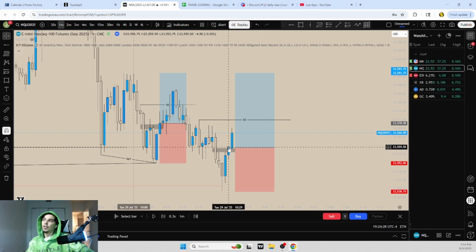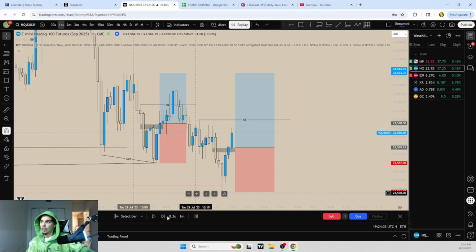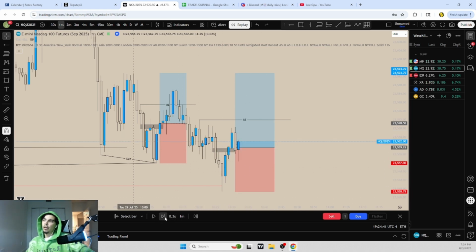I didn't enter off this candle. I was a little late with my entry. I looked up and price just took off. This next candle just ripped. So what I did is I set a limit order at the inversion. Price came down, hit my limit order, threw me in the trade. My break even point was this 1 minute high right here.